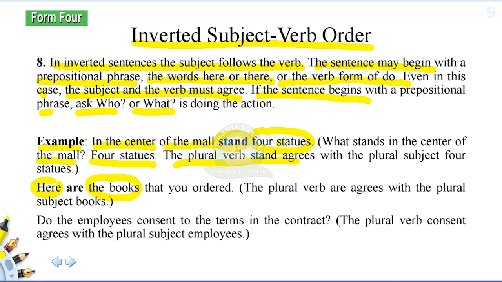But if the book is singular, we say, "Here is the book. Here is the book you ordered." So the plural agrees with the plural subject, books.